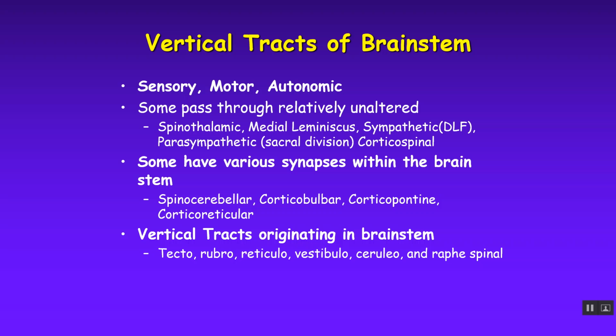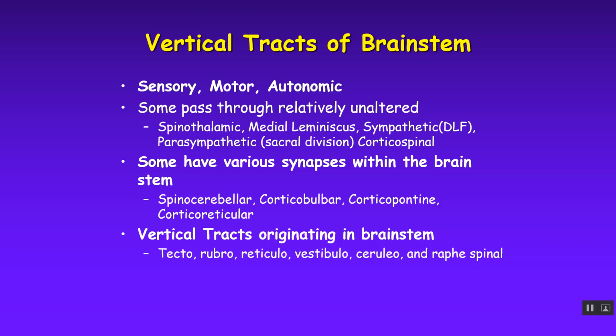And there's also a pathway that goes all the way down to the sacral level to supply the parasympathetic system. So there's a kind of equivalent pathway of the DLF. The dorsal longitudinal fasciculus is for sympathetic, but there are a couple of fibers that go all the way down to supply those parasympathetic cell bodies in S2 to S4. That's also relatively unaltered. And then the corticospinal tract, the motor tract, is relatively unaltered through there.